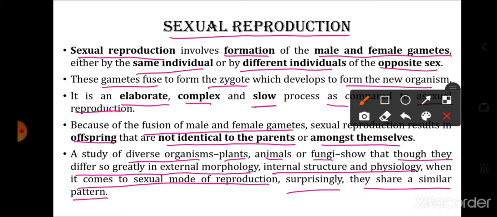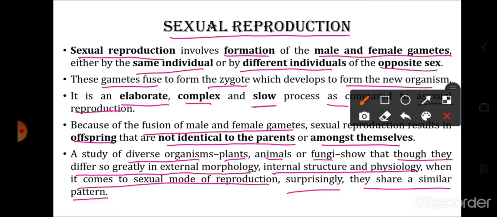Now we know that all these organisms vary very much in their external morphology, their external structure, their external features; they are totally different from each other. So they differ greatly in external morphology. But when it comes to the internal structure and when we talk about the sexual mode of reproduction, then the method of sexual reproduction they carry out is almost similar.